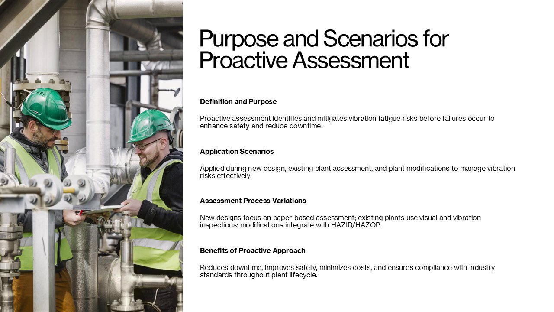For new designs, emphasis is placed on paper-based assessments during the design phase to incorporate mitigation measures early. Existing plant assessments often begin with visual inspections and targeted vibration measurements to identify immediate threats. For plant modifications, the assessment integrates with hazard or HAZOP processes to ensure changes do not introduce new vibration risks.